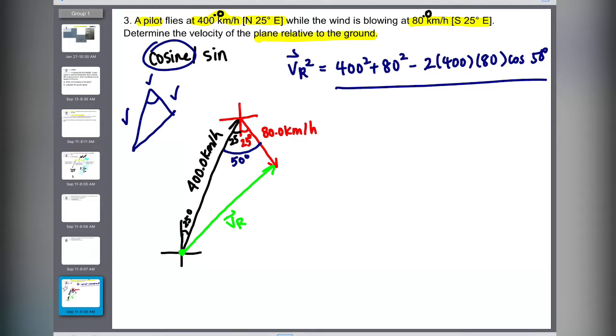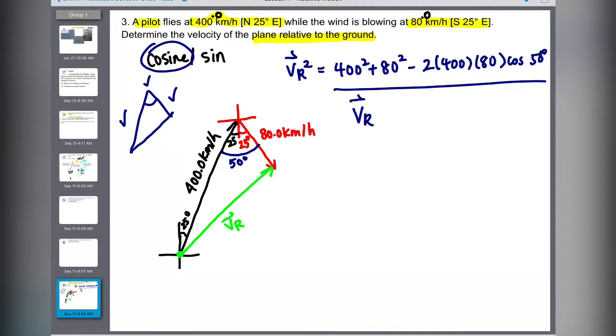Okay, VR squared equals this whole thing. So that means I need to take the root to get VR. So I'm going to take the square root equal. Okay, so on my calculator, I got something like 353.923, and so on and so forth. The unit is still kilometers per hour, right?